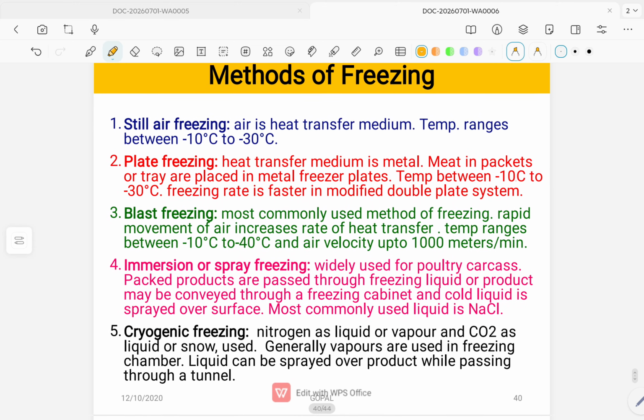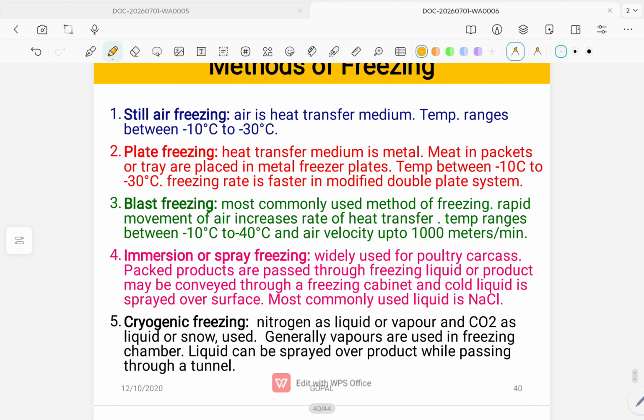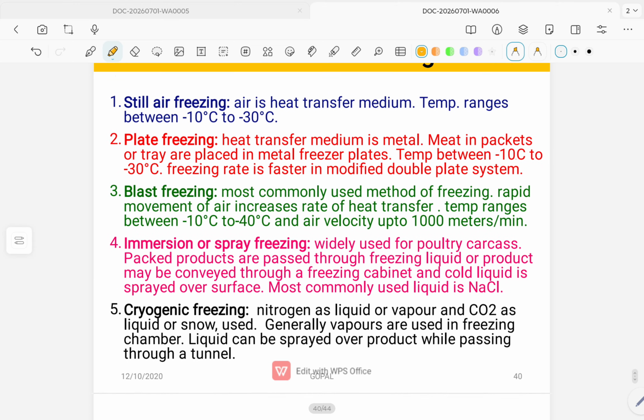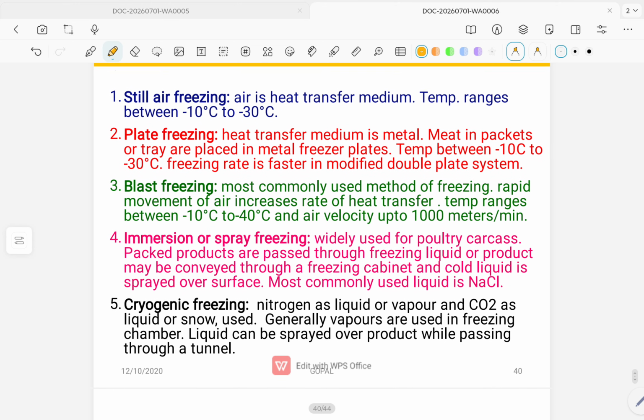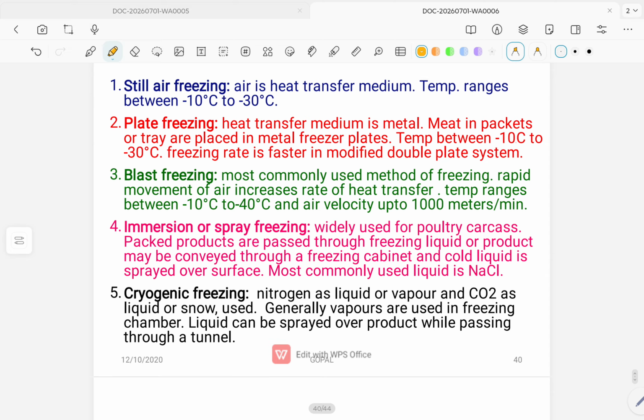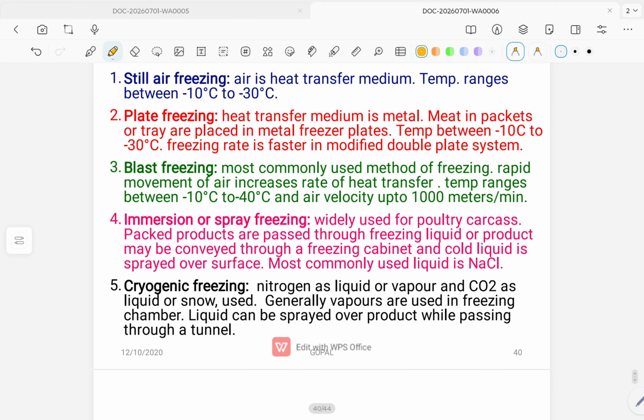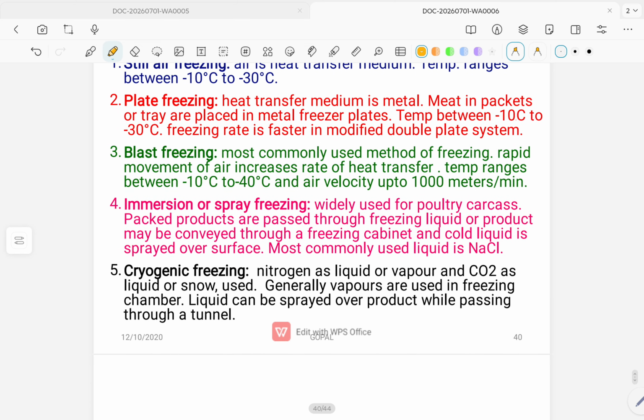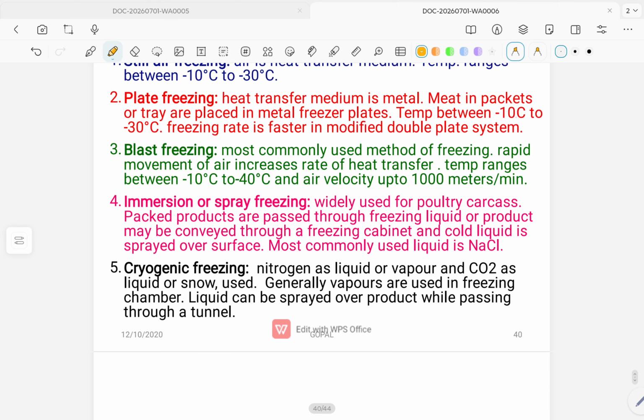Plate freezing: heat transfer medium is metal. Meat in packets or trays are placed between metal freezer plates. Temperature between -10 degrees Celsius to -30 degrees Celsius. Freezing rate is faster in modified double plate system.